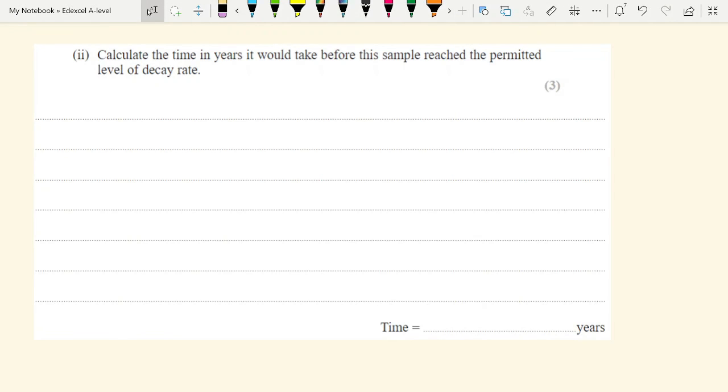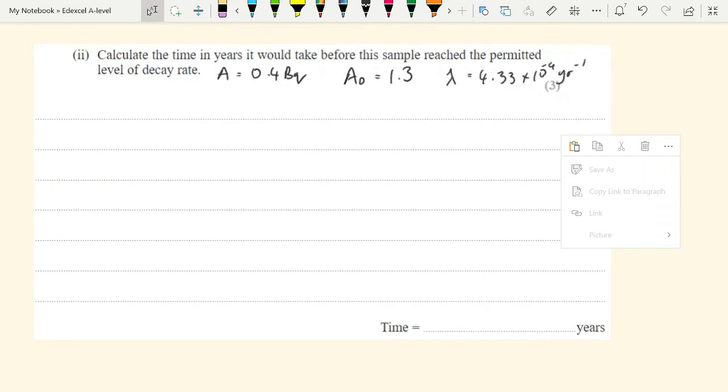Part 2 then says calculate the time in years it would take before the sample reached the permitted level of decay rate. Our permitted level was an activity of 0.4 becquerels. So we want to see how long does it take before it gets to 0.4 when its current A0 is 1.3. And we know our decay constant is 4.33 times 10 to the minus 4 per year, all taken from the first part of that question. We can see we've got A, we've got A0, we've got lambda, and we want the time in years, so we're looking for that small t.